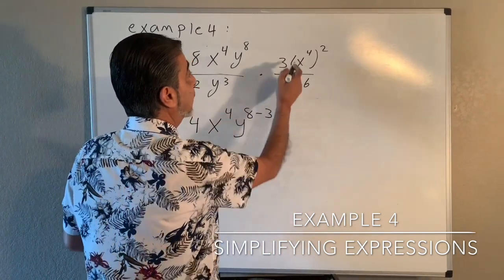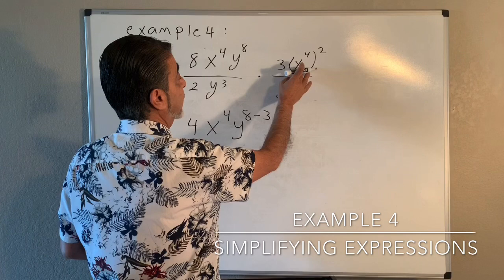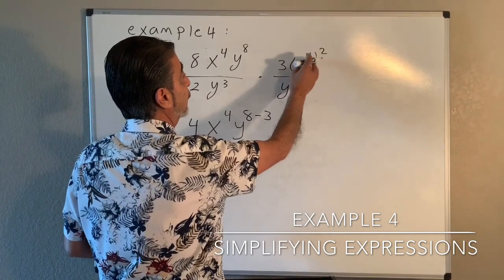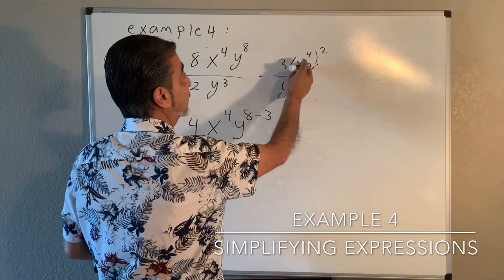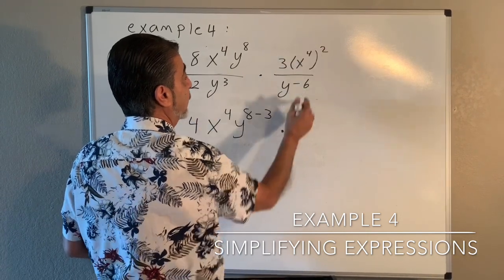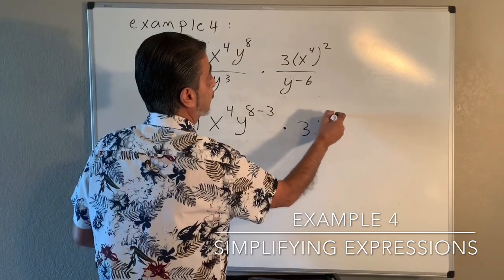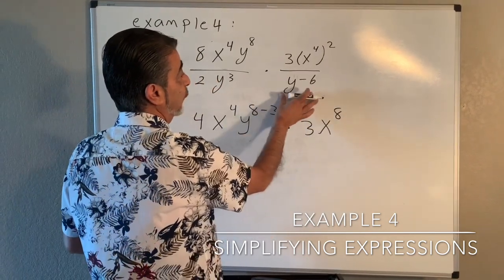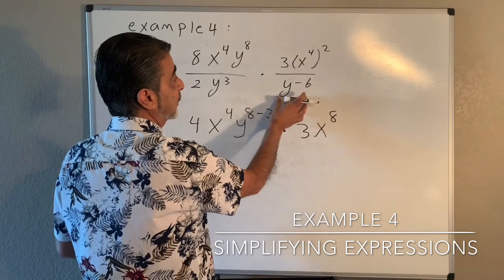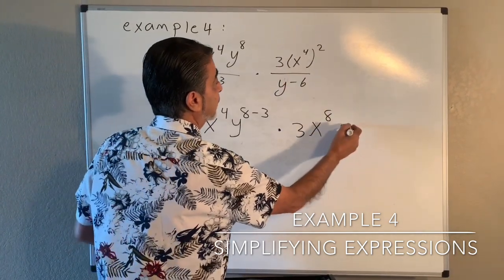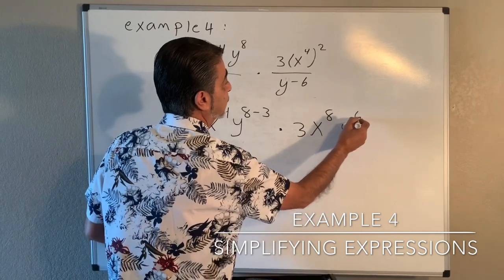multiplied by, now we have an issue of this bracket. Always when we have a bracket and we have an exponent, we have to multiply them, so that's x to the power of 4 times 2, x to the power of 8, the 3 stays the same. And we have y to the power of negative 6 on the bottom. Since it's negative 6, we bring it up and it becomes positive, y to the power of 6.